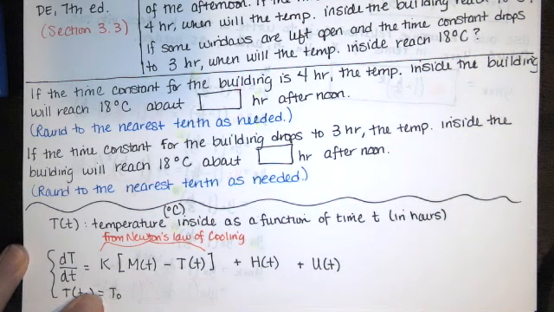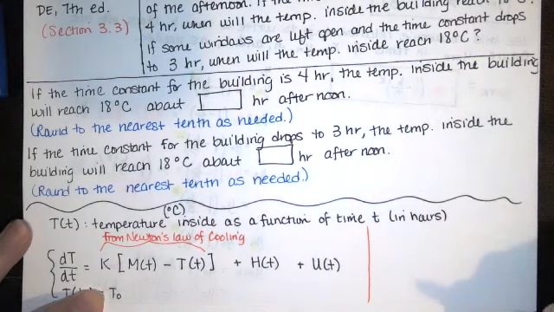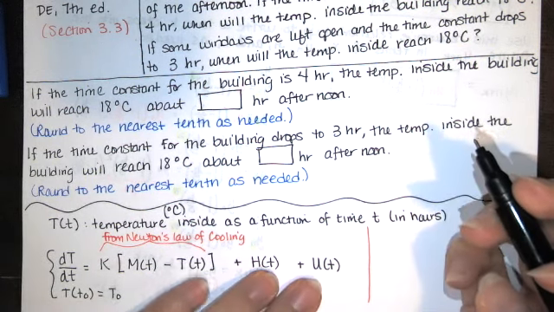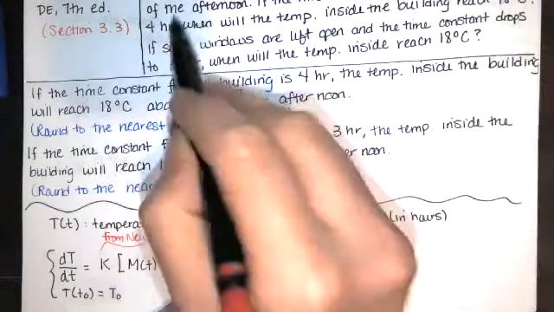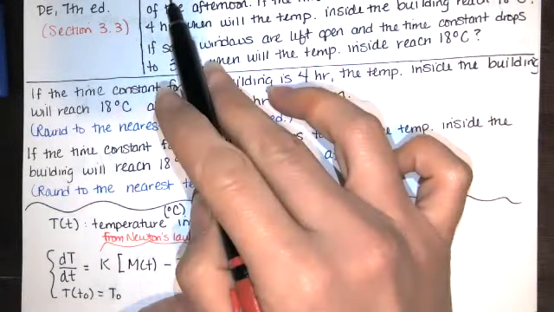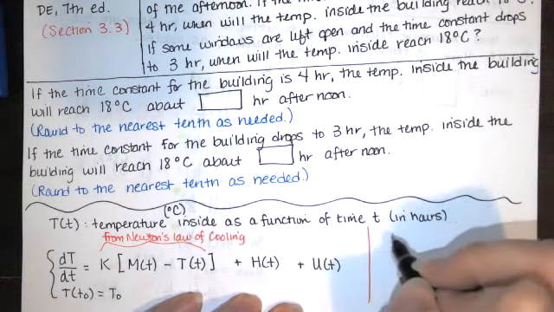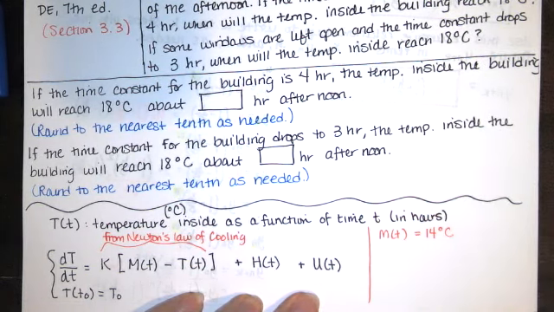let's look at the problem statement. It says, on a mild Saturday morning, while people are working inside, the furnace keeps the temperature inside the building at 23 degrees Celsius. Okay, so the temperature is initially 23 degrees Celsius. Then at noon, the furnace is turned off. So at noon, U of T is 0. And the people go home. The temperature outside is a constant 14 degrees for the rest of the afternoon. So they're telling us that M of T is equal to 14 degrees Celsius. That's constant.